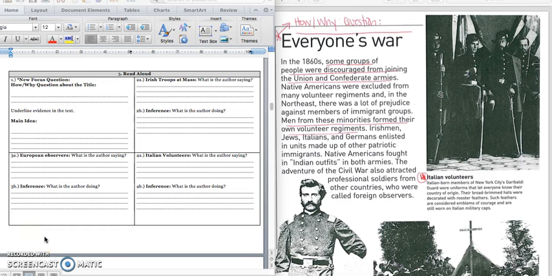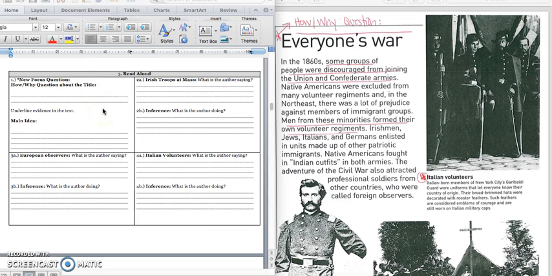Let's turn the page, and we are on page 18 of our text, getting ready to read Everyone's War. And before we get started, we know that in a nonfiction text, we use the strategy of asking a how or why question about the title. And so we wouldn't say, why was it Everyone's War? Because we know it was a war between the states. But it makes sense to say, how was the Civil War everyone's war? And we would write that down in the first box.